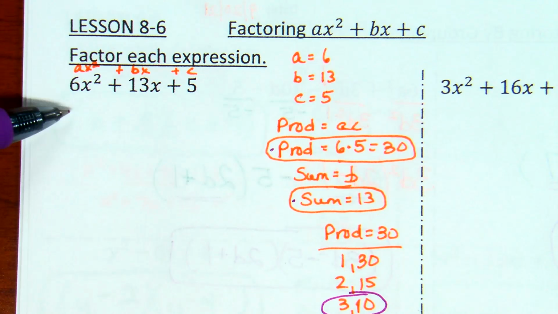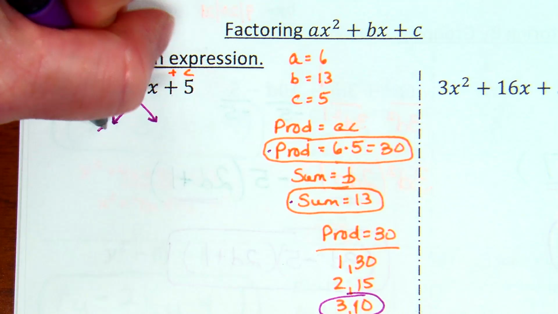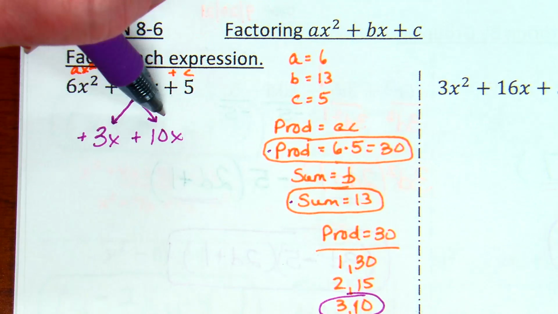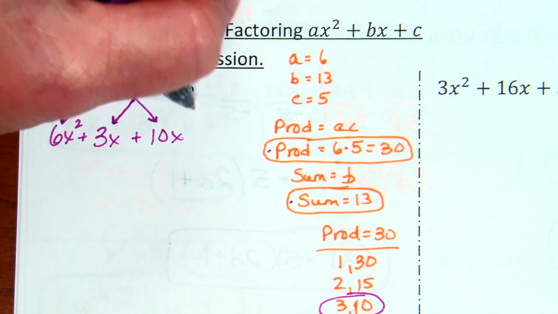What this 3 and 10 is going to do is we're going to split the middle term. We're going to take 13x and split it into these two numbers, 3x plus 10x. It's a positive 3 and a positive 10, so we write it as plus 3x and plus 10x. The first term is still going to carry down, so I'm still going to have 6x squared. And my last term is still going to carry down as a plus 5.